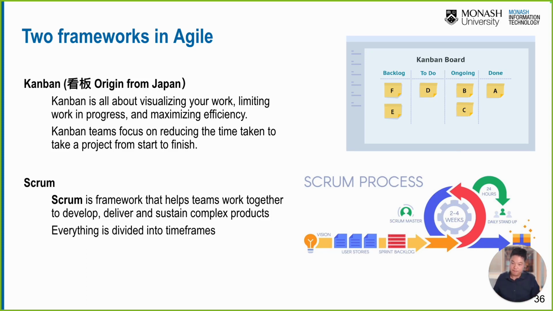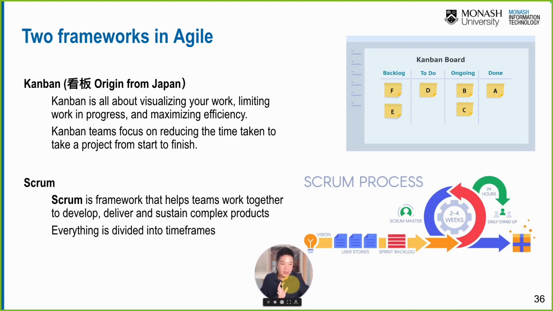Make sense? Scrum is the framework that helps a team to work together to develop, deliver, and sustain complex products. Everything is divided within a time frame. Kanban doesn't have a time frame. Scrum has a time frame. If you look at this Scrum process, right?